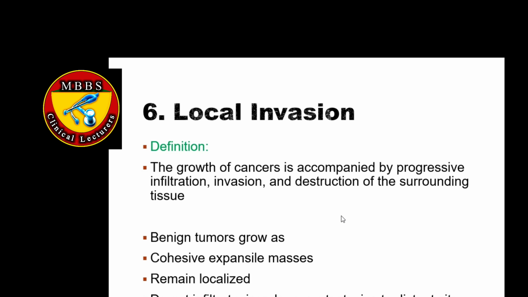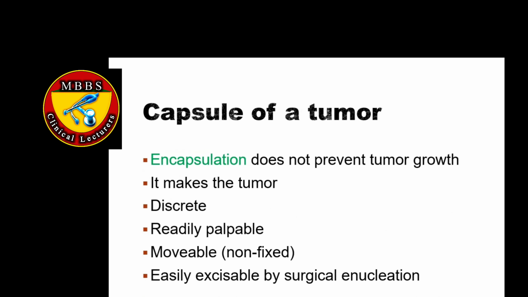Benign tumors grow as cohesive expansile masses. They remain localized. They do not infiltrate, invade, or metastasize to distant sites. Encapsulation is very important for a surgeon to remove that particular tumor. Ask them, and they will tell you that if a capsule is deficient, they are always suspicious of complete removal of that growth. So encapsulation is the feature of benign tumors mostly.